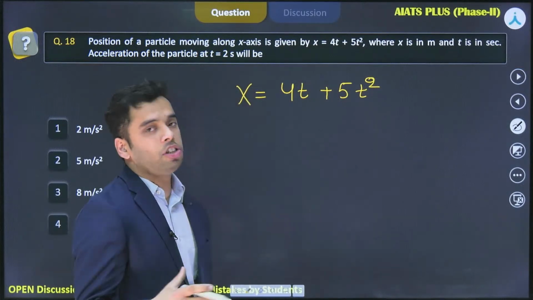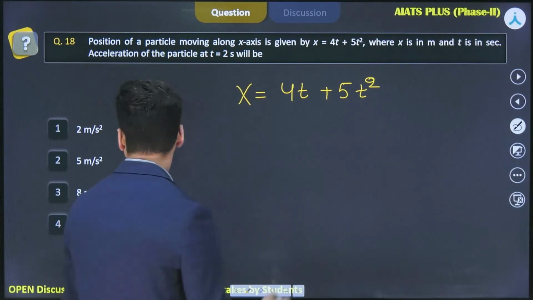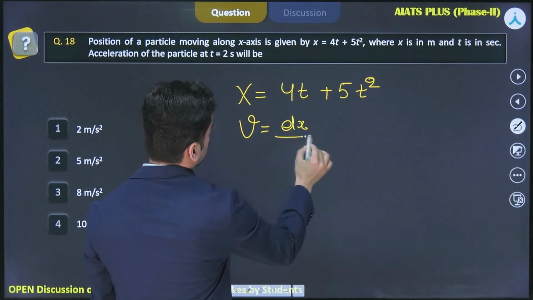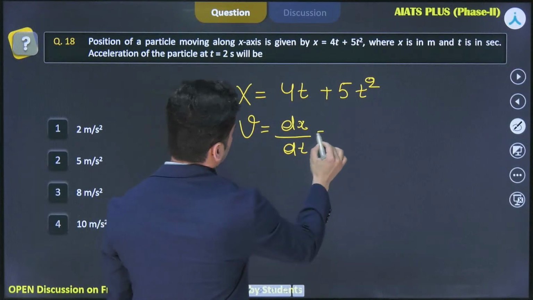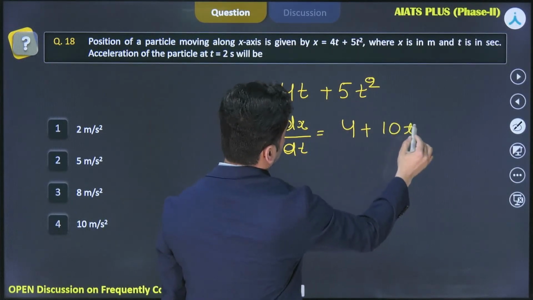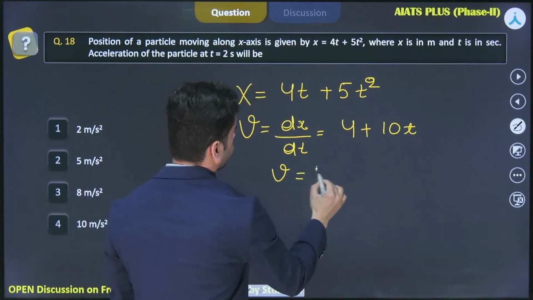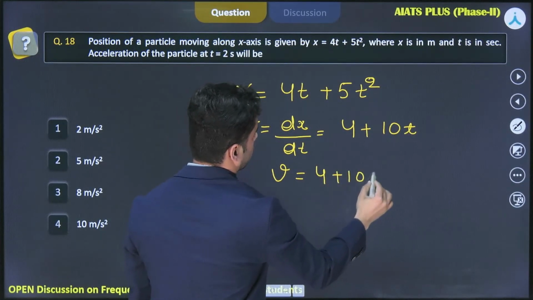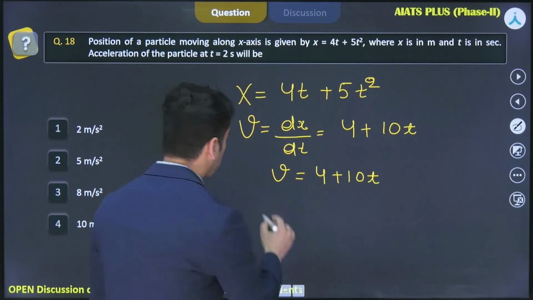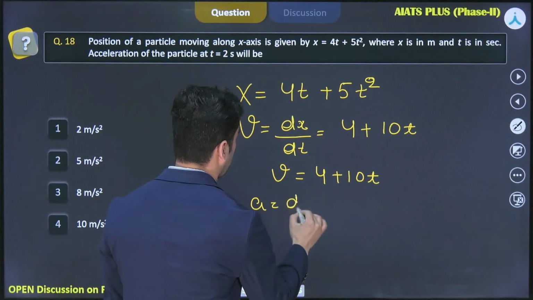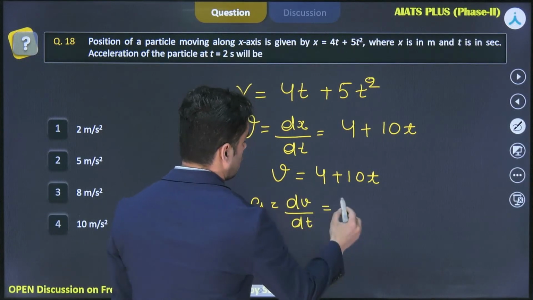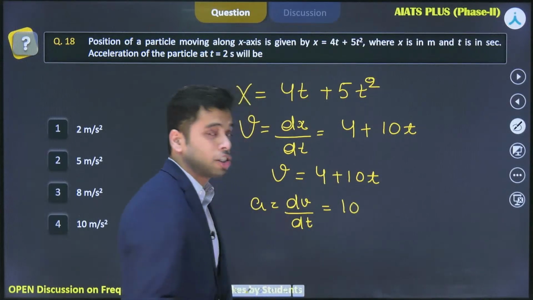Okay, if I differentiate this, v is equal to dx by dt, and if I differentiate it, it will become 4 plus 10t. So v is coming out to be equal to 4 plus 10t. Now what do I need to get? I need to get acceleration, so I'll differentiate it once more. a is equal to dv by dt, it is equal to 10. So acceleration is constant.